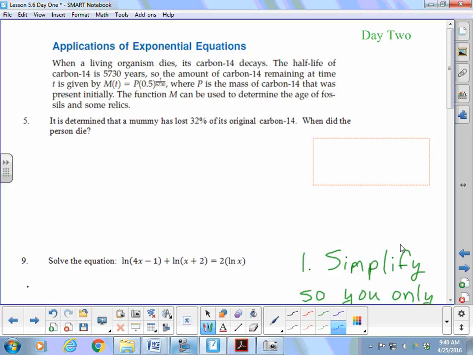Okay. When a living organism dies, its carbon-14 decays. The half-life of carbon-14 is 5,730 years, so the amount of carbon-14 remaining at the time t is given by this formula, where p is the mass of the carbon-14 that was present initially. The function m can be used to determine the age of fossils and some relics.